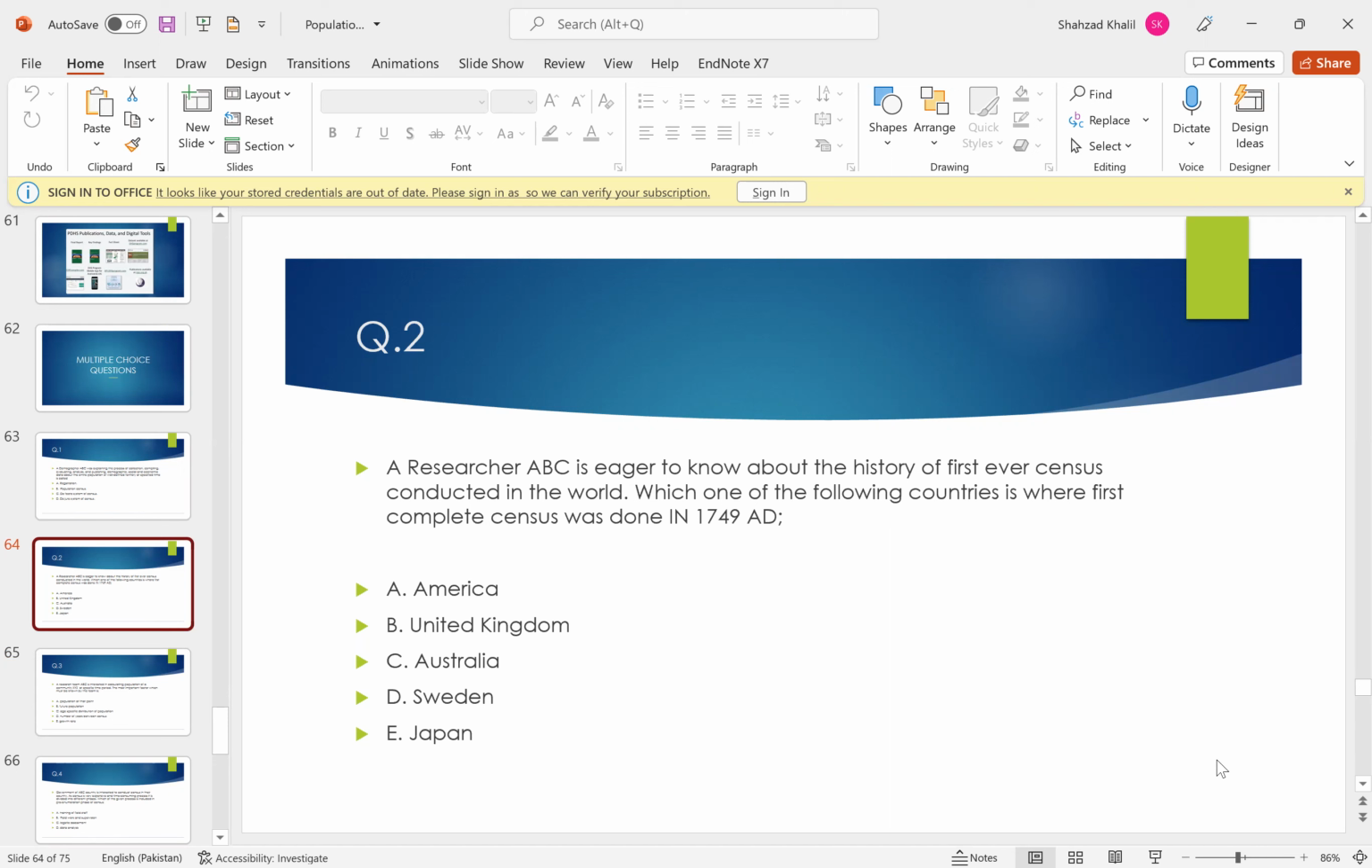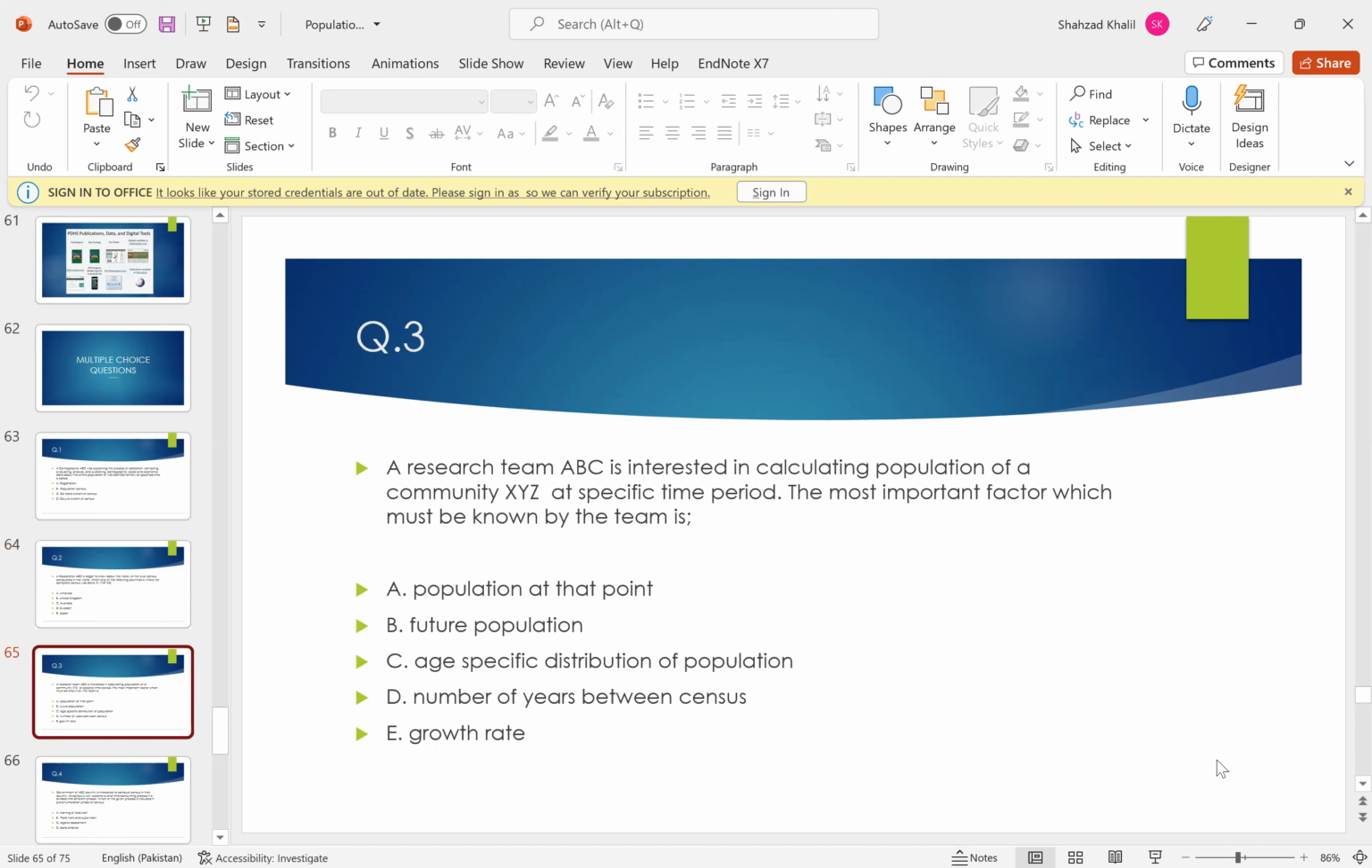Sweden. Yes. A research team, ABC, is interested in calculating the population of a community XYZ at a specific time period. The most important factor which must be known by the team is population at that point, future population, age-specific distribution of population, number of years between census, or growth rate. No, the most important factor at the time of the start is the growth rate. We need to see the growth rate of that population before conducting it.